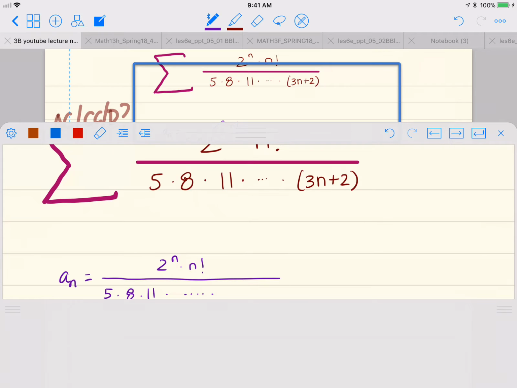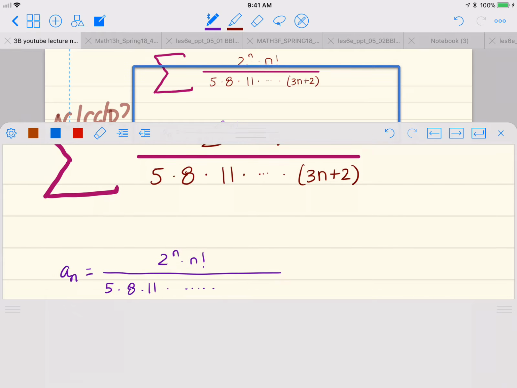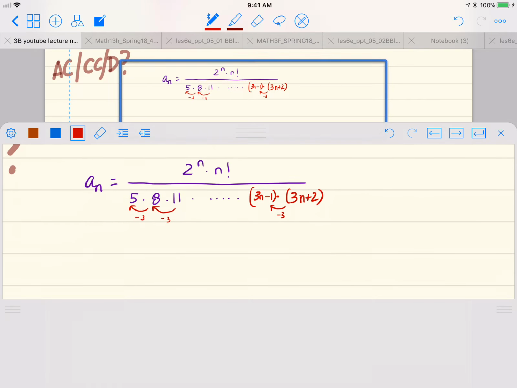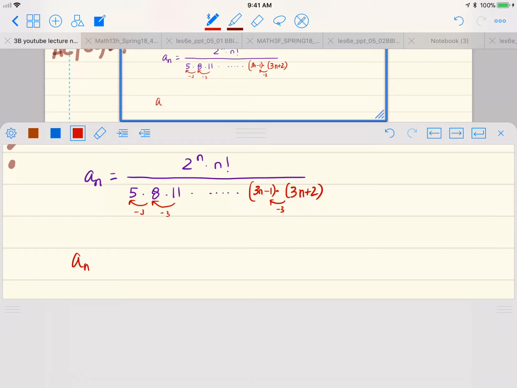In order to do that, I'm looking to see how do I get, for instance, from 11 to 8? I subtract 3. How do I get from 8 to 5? Subtract 3. So then here, with the 3n plus 2, how do I get to the term right before it? I need to subtract 3, and I'll have 3n minus 1. Okay, so I've got my a sub n. Now what is a sub n plus 1?